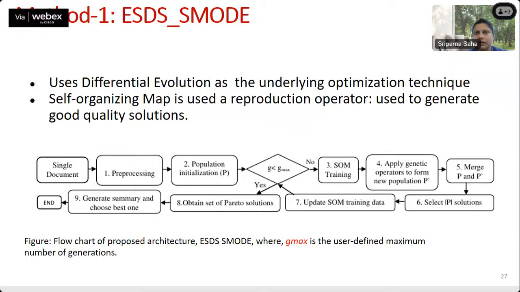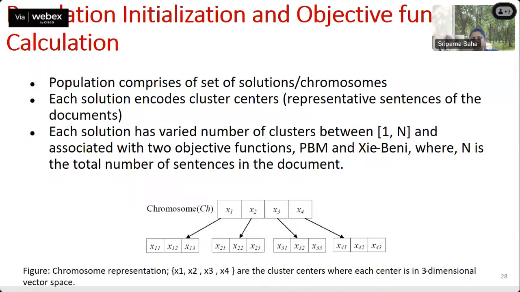We are projecting in a lower dimensional space, as well as clustering in a lower dimensional space. Then we are applying differential evolution genetic operators like crossover, mutation, selection, etc., and generating the new population P dash. Then we merge P and P dash and apply selection. We select the best set of mod P solutions and update the self-organizing map training data. Finally, we obtain the set of Pareto optimal solutions, and we generate the summary and select the best set of summaries.